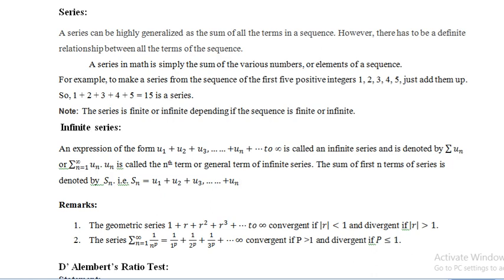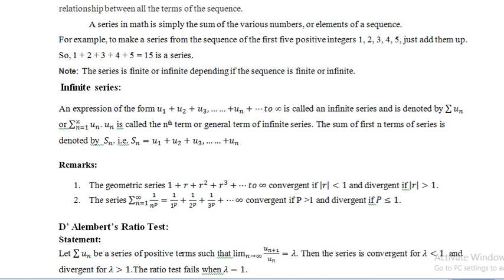The sum of the first n terms of the series is denoted as Sn. It is defined as Sn equals u1 plus u2 plus u3 up to un. So it is called the sum of the first n terms of the series, and it is denoted as Sn.